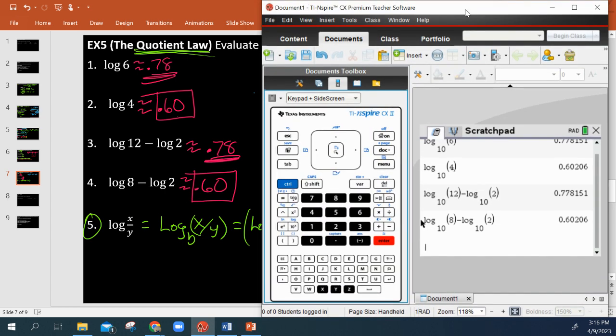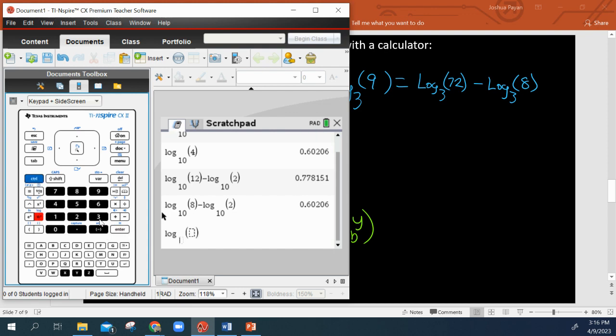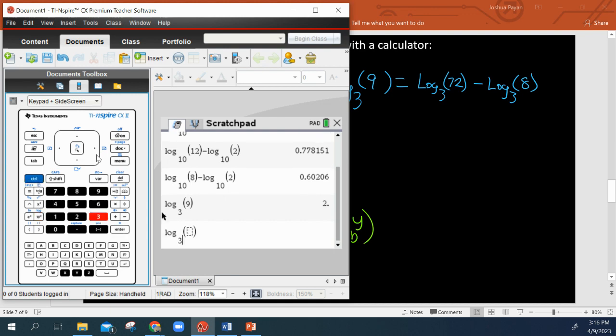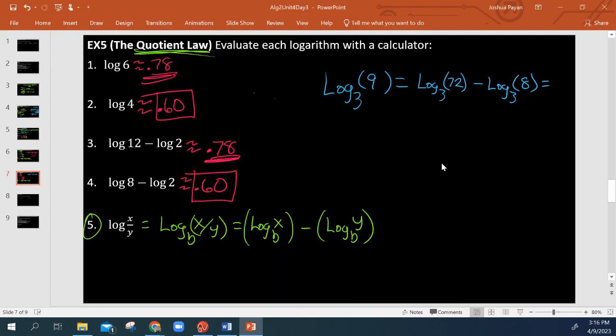So, maybe. I don't know if the calculator is going to work with me or not. Okay, so let's see. If I do log base 3 of 9, I should get 2. So log base 3 of 9, I get 2. So according to this quotient law, if I do log base 3 of 72 and I take away from that log of the same base, so base 3 of 8, I should get also 2. And I do. Okay, so this absolutely checks out.